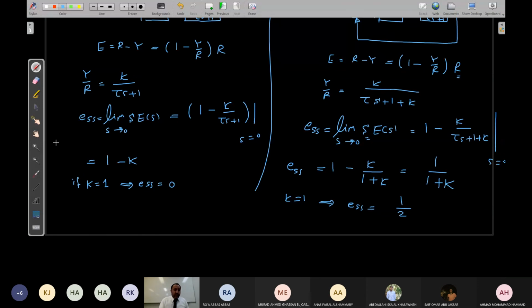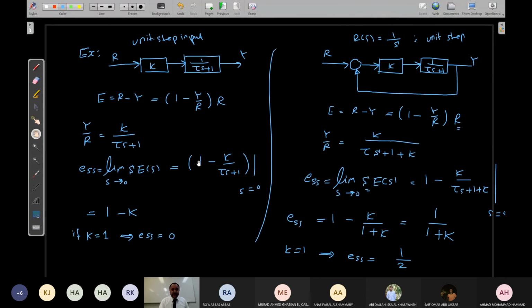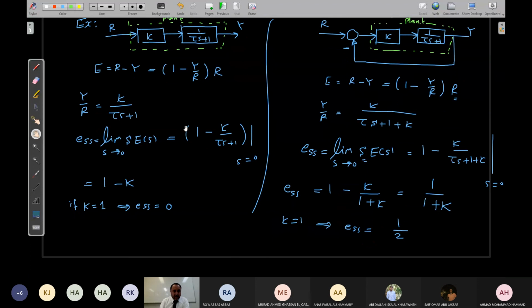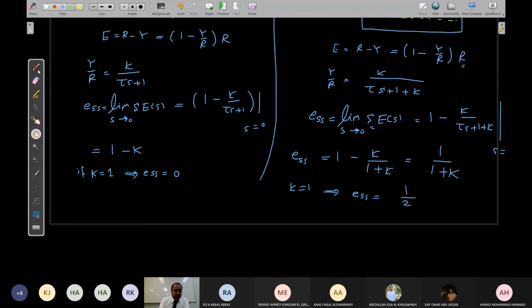Now, which is better, this one or this one? Negative feedback as well. Which one is better, the open loop or the closed loop? If K is 1, let's see. K is a parameter in the plant. Let's assume that this is all the plant. So K can be a parameter that changes due to aging and the environment. So let's see what will happen.